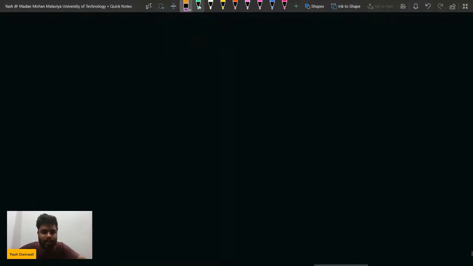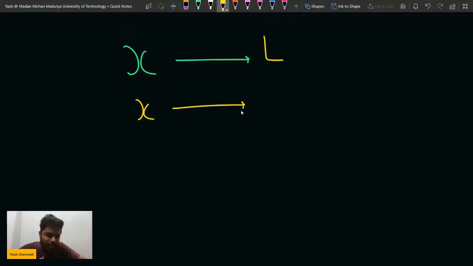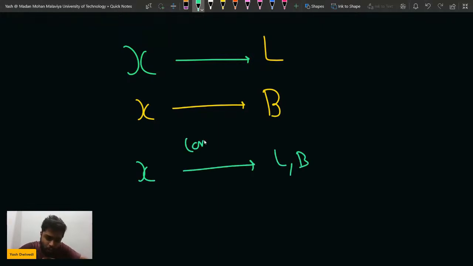Yeah. So as I said, X has to be a divisor of L and of B. X should be dividing L also, and X should be dividing B also. So in that case, I can say that X is the common divisor of L and B, right?